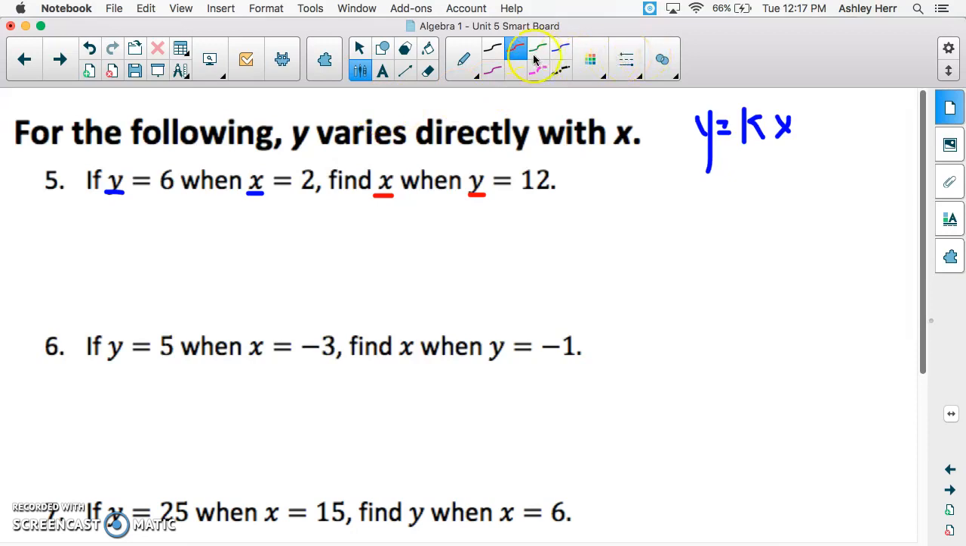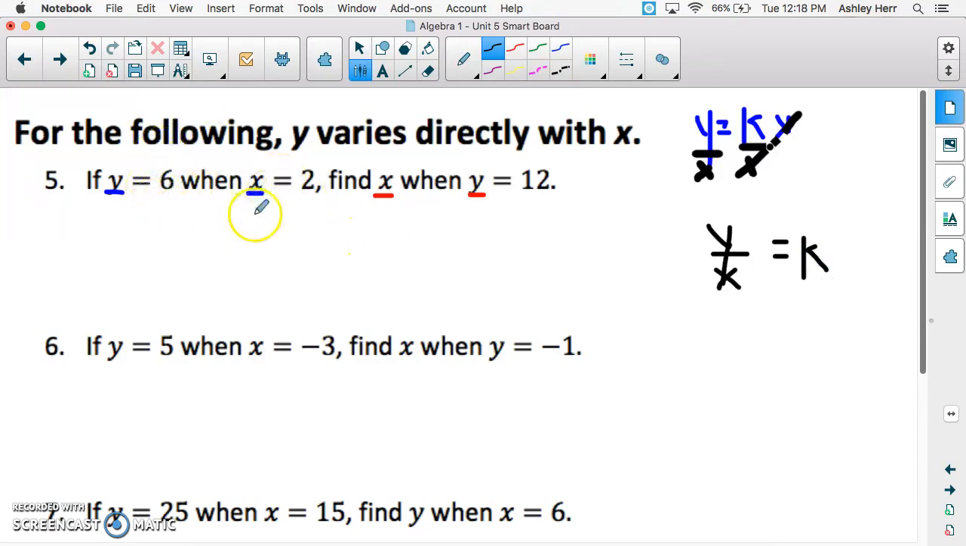Since I'm not giving you k, let's solve for k and get y and x on the same side of my direct variation equation. When I solve for k, I divide both sides by x. It cancels out here, and what I'm left with is y over x equals my constant.